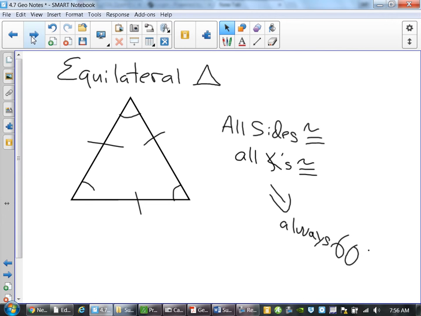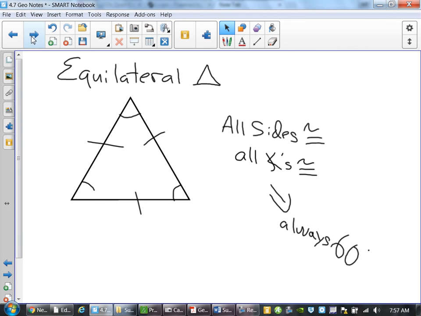Okay. Like I said, this isn't anything new. I know that once you first learned about triangles back in middle school, equilateral was one of the first ones you talked about. You probably learned that all the sides are the same, all the angles have to be the same, things like that. So, shouldn't be a big deal.